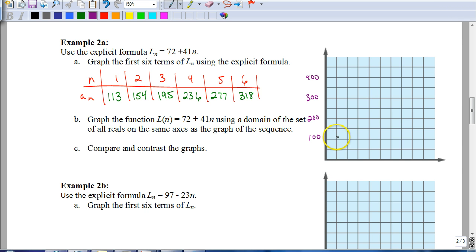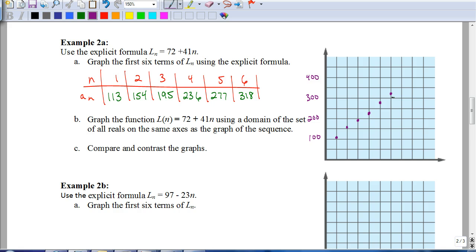Okay, so now the point when x is 1, y is 113. So here's 100. 113 would be a little bit above there. 2 and 154. Well, 150 would be here, so 154, a little bit above 150. 3 and 195, which is just shy of 200. 4 and 236 would be about there. And 5 and 277, well, 275 would be halfway, so it's a little over halfway. And 6 and 318 would be just shy of being halfway. So again, there's our sequence.